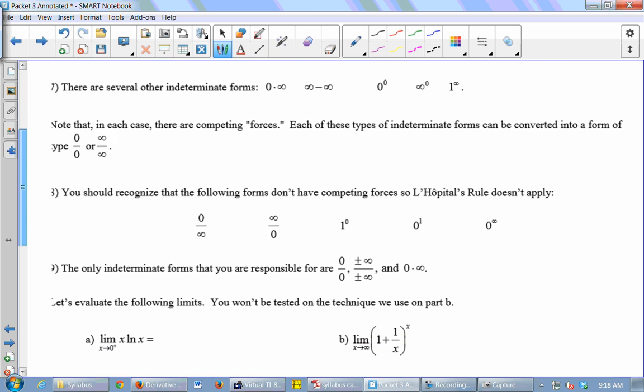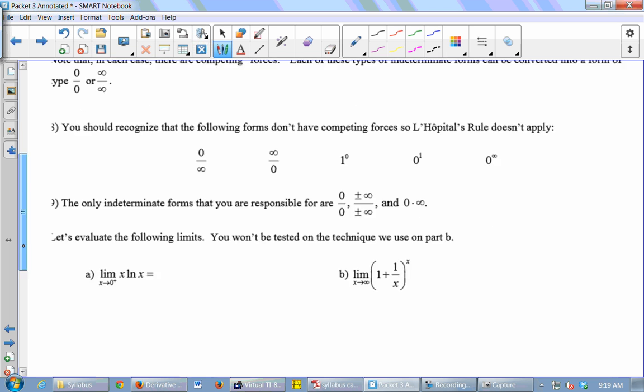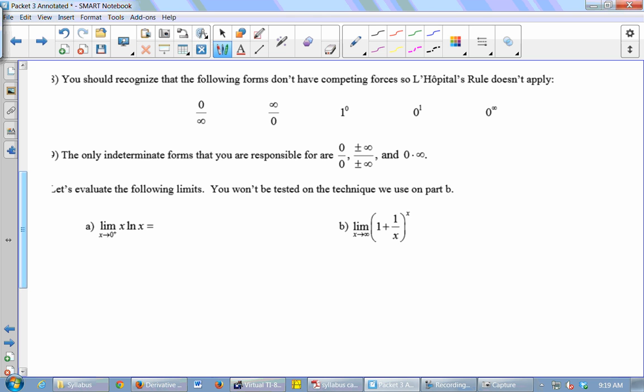is that we have competing forces, and you can write all of those 5 indeterminate forms by doing some fancy algebra. You can always rewrite it as a fraction that will look like 0 over 0 or infinity over infinity. Now these guys don't have competing forces, so L'Hopital's rule doesn't apply.